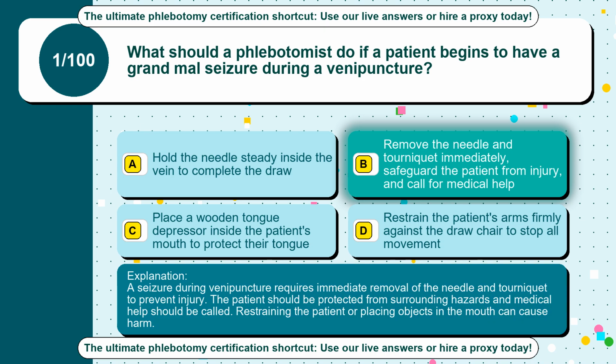A seizure during venipuncture requires immediate removal of the needle and tourniquet to prevent injury. The patient should be protected from surrounding hazards and medical help should be called. Restraining the patient or placing objects in the mouth can cause harm.